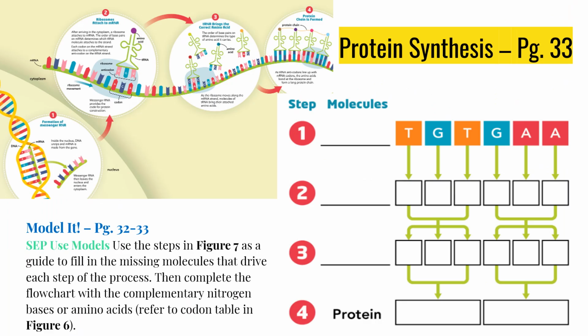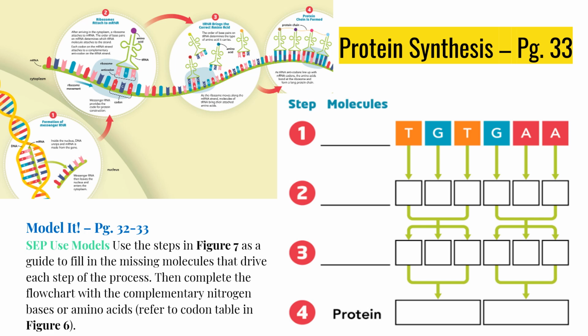So protein synthesis, page 33. Model it. Use the steps in figure 7, which we just went over, as a guide to fill in the missing molecules that drive each step of the process. Then complete the flowchart with the complementary nitrogen bases or amino acids. You should refer to the codon table in figure 6.